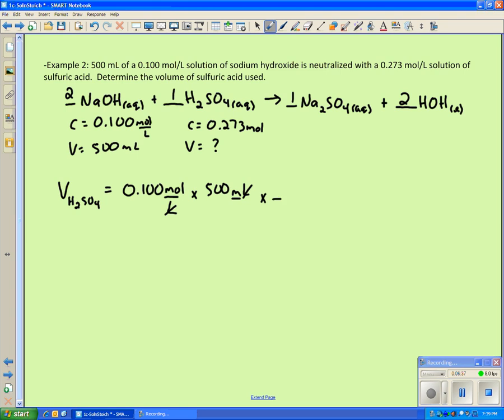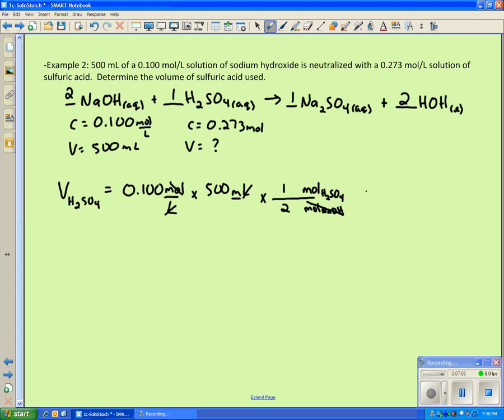Now I can move on to step 3, the mole ratio step. Moles of my unknown, H2SO4, go on the top. Moles of what I know, NaOH, go on the bottom. So now my ratio is 1/2, and I've canceled the moles of sodium hydroxide. So at this point in the calculation, if I worked out an answer, I would have millimoles of sulfuric acid.